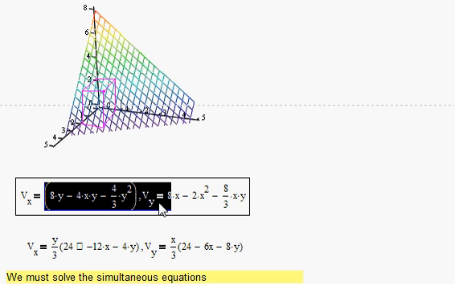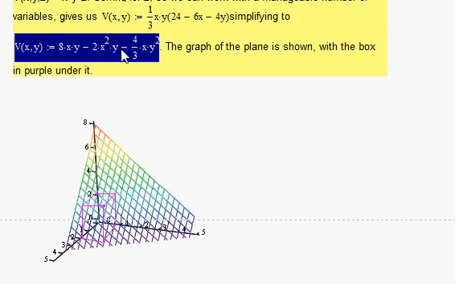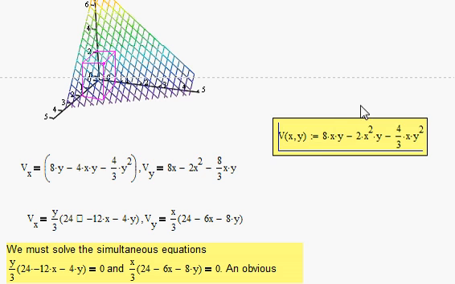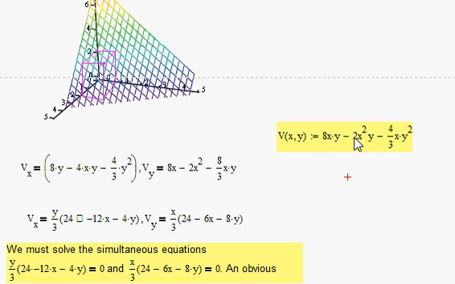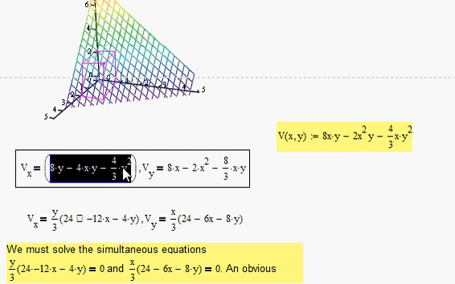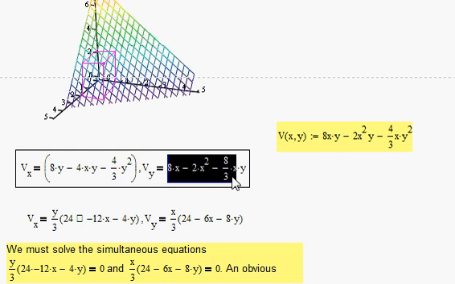Well, the partial with respect to x of our function of two variables here, which maybe I'll bring down here so it's easier to see, is 8y minus 4xy minus 4/3 y squared. So there's the partial with respect to x. The partial with respect to y is 8x minus 2x squared minus 8/3 xy. So there's that.